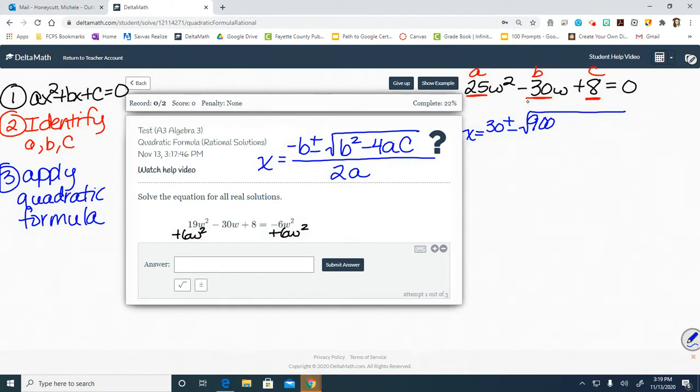And remember, whenever you square something, you multiply a number times itself. A negative times a negative is always positive. So this first number should always be positive, okay? Minus 4 times A, which is 25, times C, which is 8, and then all over 2 times A, and A is 25.